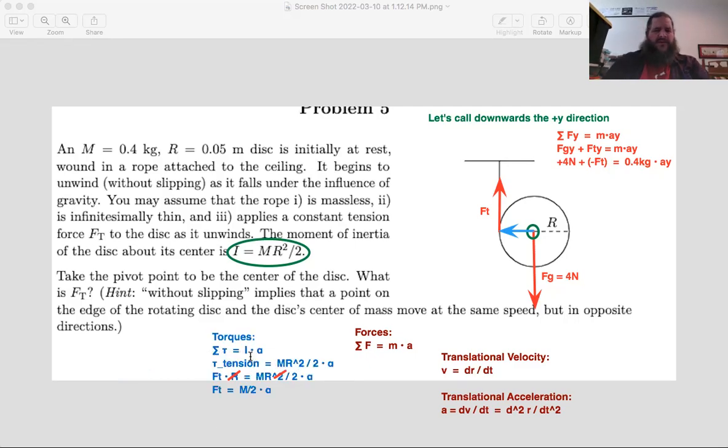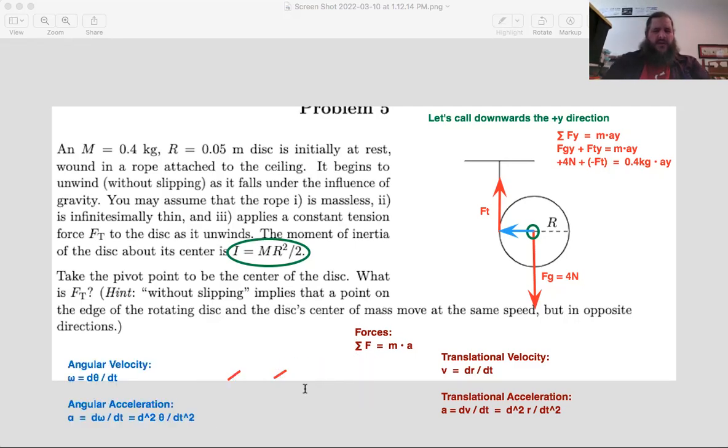Oh, and we know the mass also. We may as well fill that in too. We know the mass is 0.4 kilograms. So force of tension has to be 0.4 divided by 2, which is 0.2 kilograms, times the rotational acceleration. So we now know how the force of tension is related to the rotational acceleration.